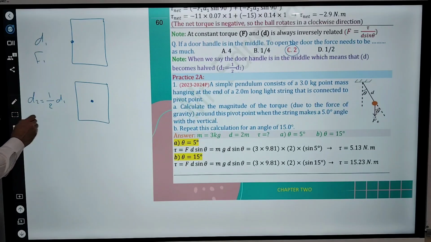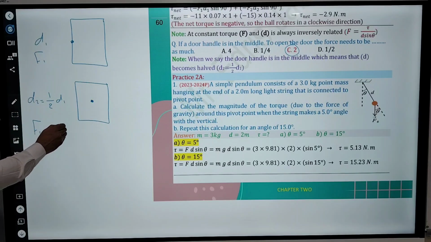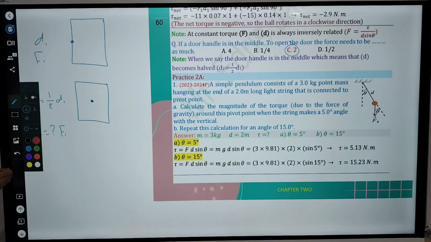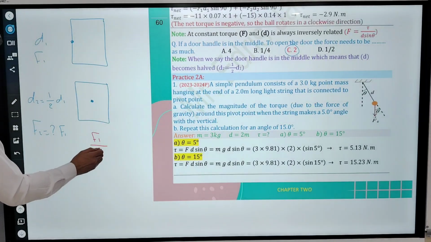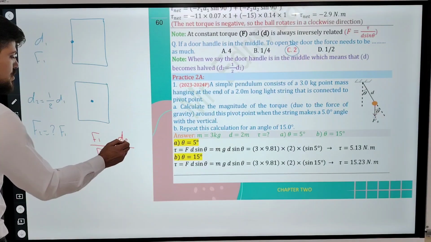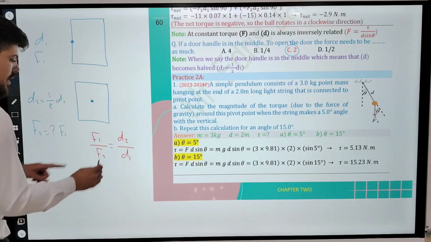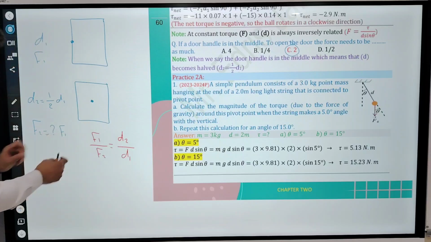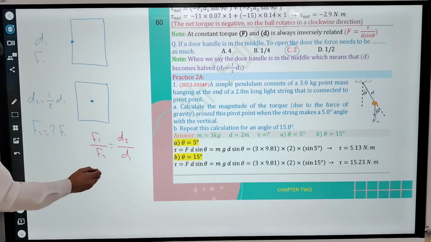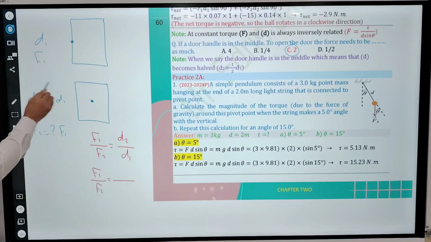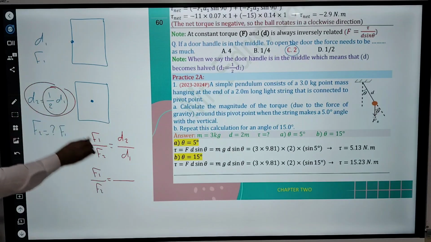Okay? At the same torque, F2 is how many times bigger or less than F1? So we have to find F2. How can you determine F2? By using this relation, because F is inversely proportional to the distance. So that is why F1 over F2 should be equal to D2 over D1. Okay, why here we have 1, here we have 2? Because they are inversely related. Okay, so F1 over F2 is equal to, and instead of D2, write down what? 1 over 2 D1.